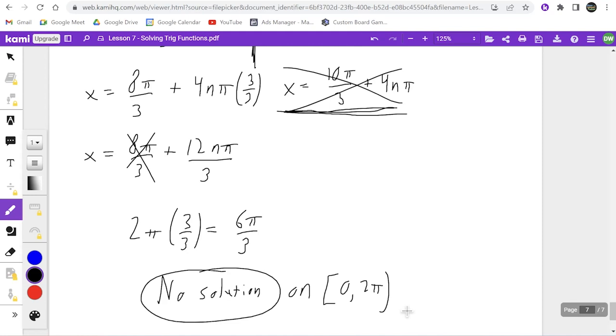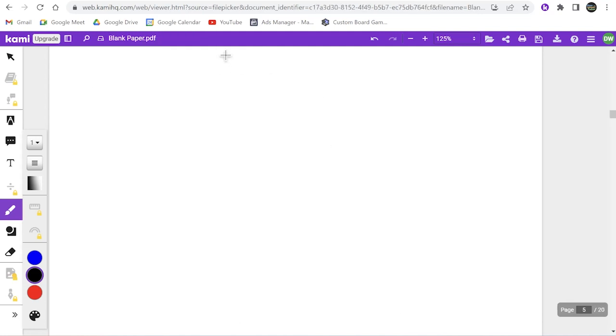Okay, any questions on number 15? And now just one more to go. Of course, it's the longest one. It's the cosine squared of x over 3 is equal to 1/2.